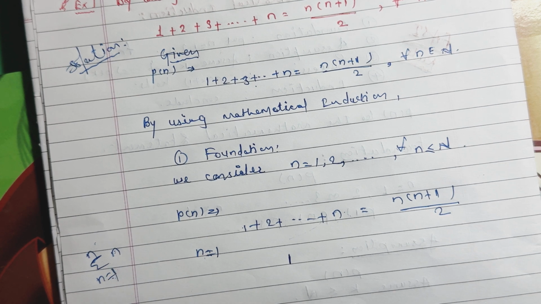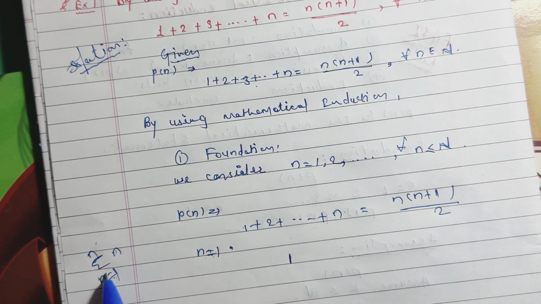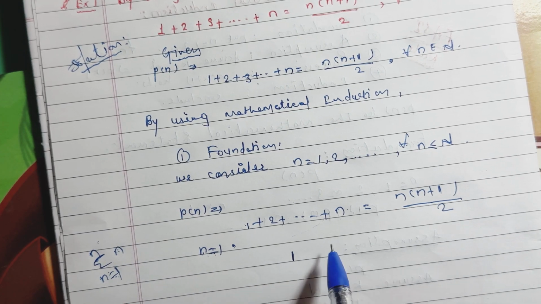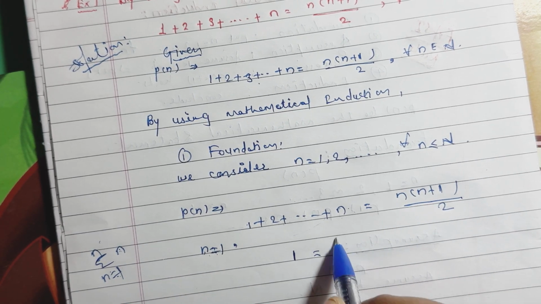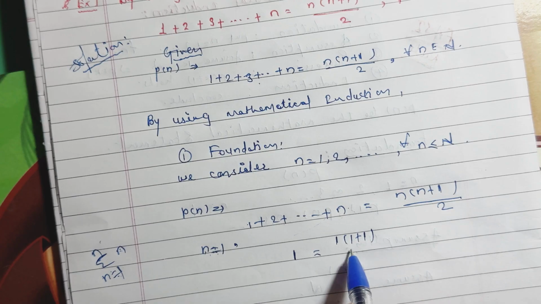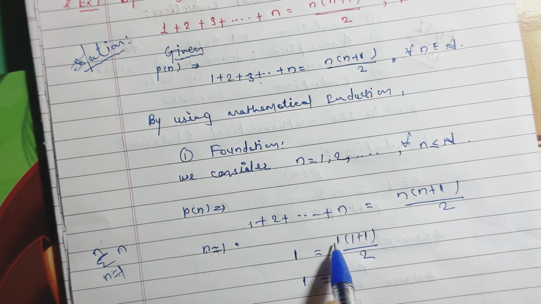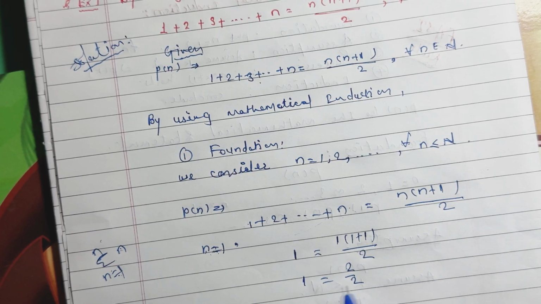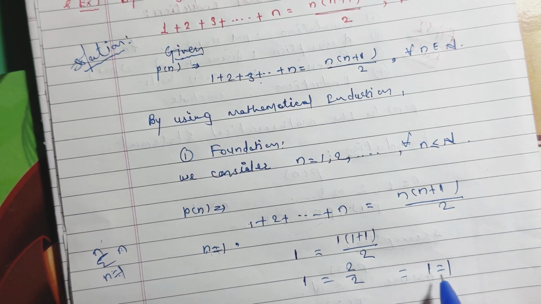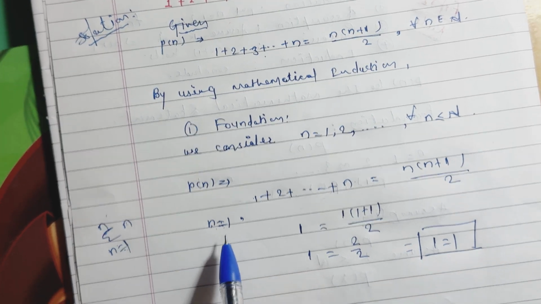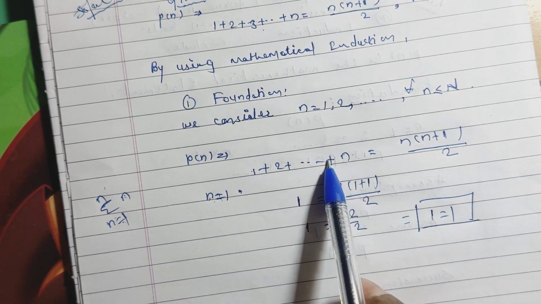At the initial stage I consider n as 1, so the left side gives only 1, which is equal to 1 into 1 plus 1 divided by 2. That means 1 equals 2 by 2, which gives 1 equal to 1. So in the foundation step, when we replace n with 1, our statement holds.